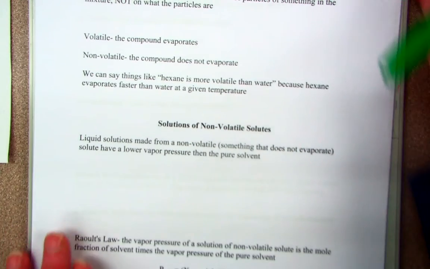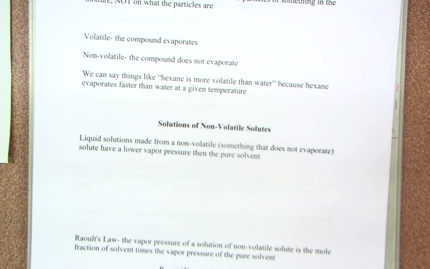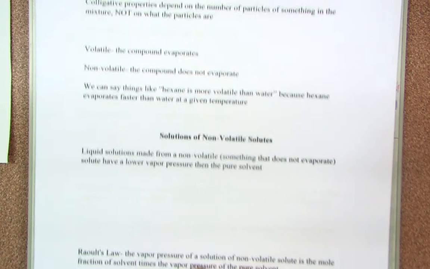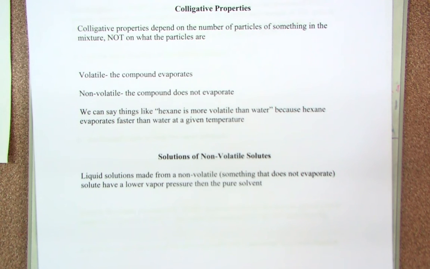What we want to talk about next is a type of property that is called a colligative property. Colligative properties are properties of solutions, and they're kind of unusual because they depend only on what number of particles you have, how many particles are dissolved, not what the particles are. If you have different kinds of particles, but the same number of them, you'll have the same effect on the solution. So we talk about two vocabulary words, volatile and non-volatile.